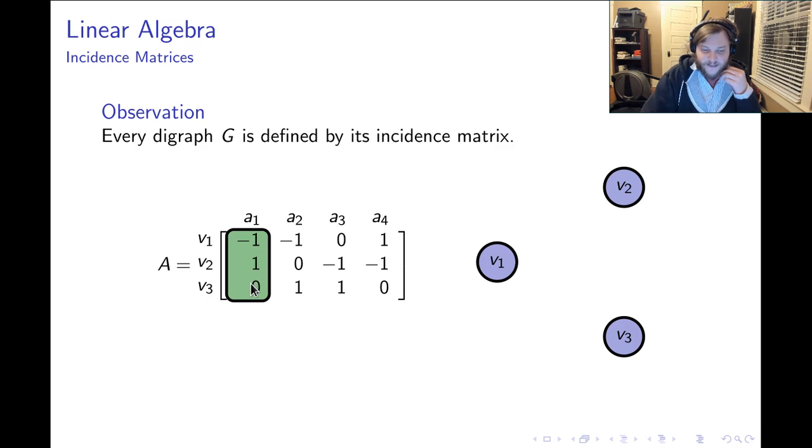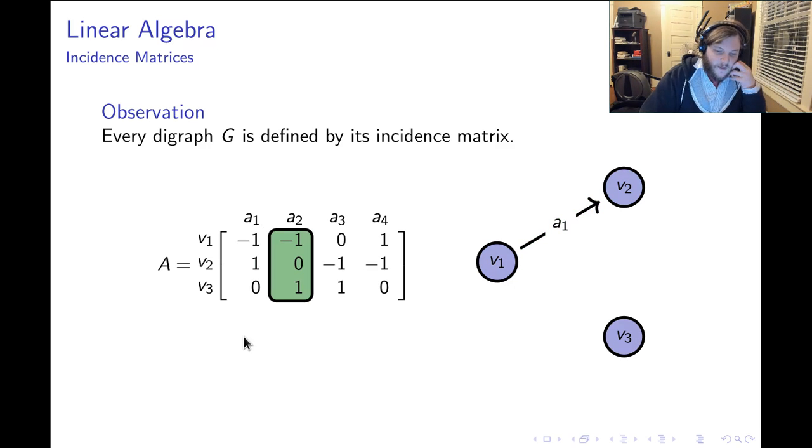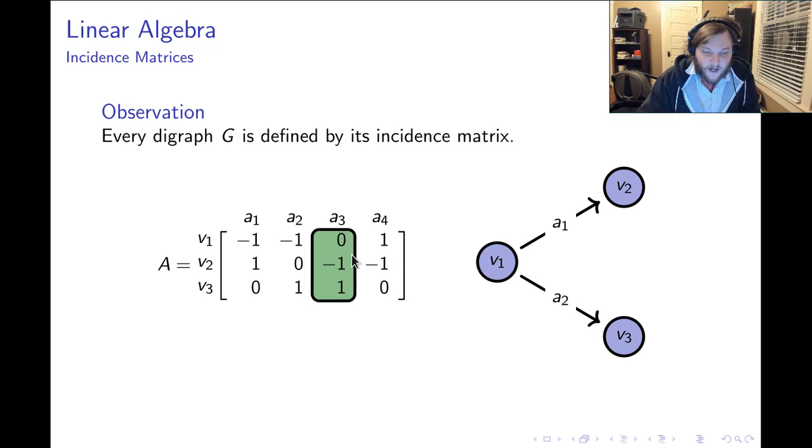This is telling us that the first arrow points from V1 to V2. So the first arrow looks like this. The second column has a -1 in the first position and a 1 in the third position with a 0 in the second position. This is telling us that the second arrow points from V1 to V3. So V1 to V3 here. The third column has a -1 in the second position and a 1 in the third position. This is telling us that the third arrow points from V2 to V3.